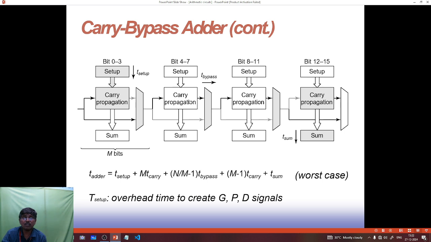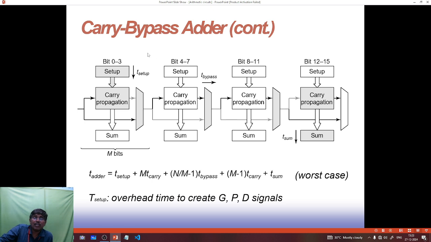So like that, at each stage, if the carry propagation is 0, what happens? It will be propagated and processed to finally reach this multiplexer. If propagation is equal to 1, what happens? It will skip the carry propagation block and finally reach this multiplexer. And the sum will be processed using a summer operation. So we get sum 1, sum 2, sum 3 and sum 4.